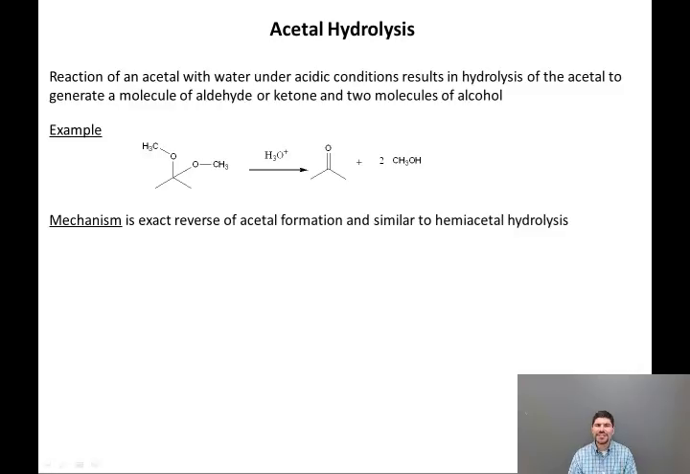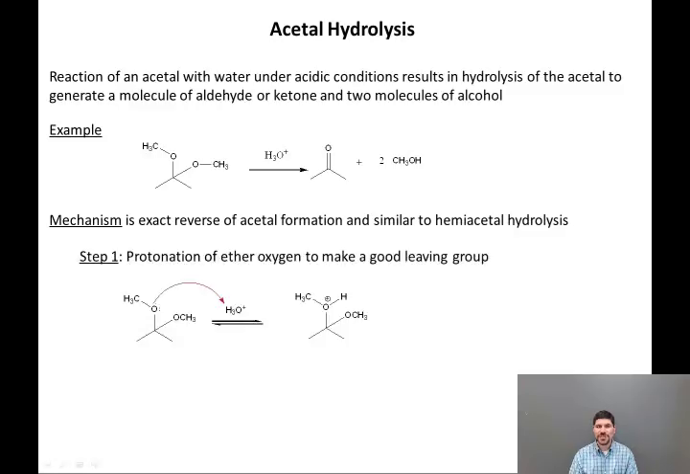The mechanism of this is the exact reverse of acetal formation, and in many ways is very similar to the mechanism we looked at in the previous video of hemiacetal hydrolysis under acidic conditions. The first step is protonation of an ether oxygen. There are 2 ether oxygens. Which one do you choose? It doesn't make any difference. I chose the left one. You could choose the right one. It gets protonated with aqueous acid, H3O+, to make a good leaving group.